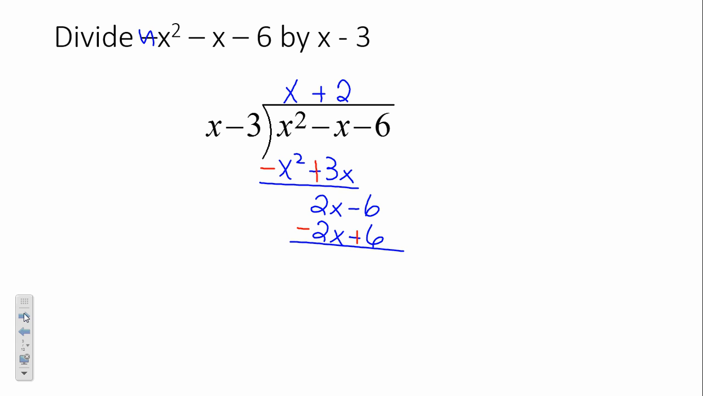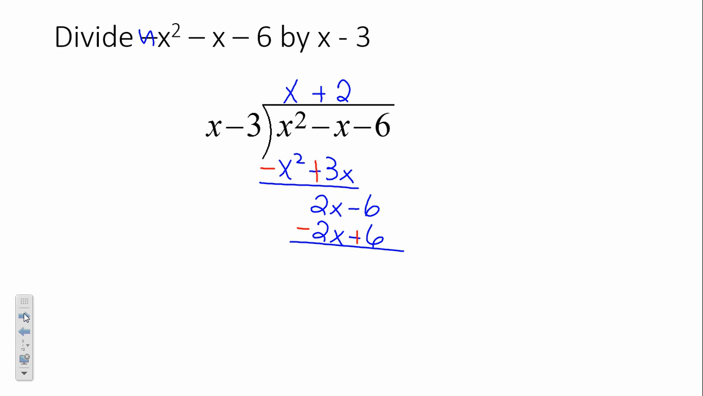Okay? Everybody good with this one? Now, what this means, when it came out to 0, no remainder, is that x plus 2 and x minus 3 are factors. Does that make sense? X plus 2 times x minus 3 gives me x squared plus 2x minus 3x, which is a negative x, and negative 3 times a positive 2 is negative 6. So these guys are perfect factors.